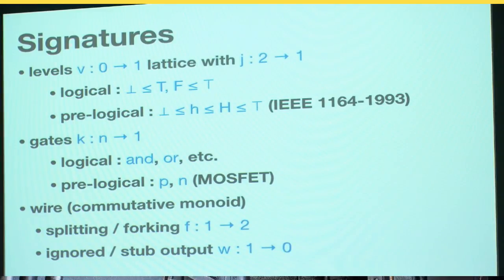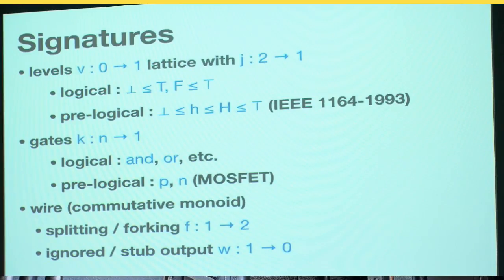So in our signature we have these levels that correspond to our inputs and our outputs, the values that we feed in and that we observe. We have our gates, and we have wires. And the wires have a commutative monoid structure where you can fork a wire. So the forking of the wire has one input and two outputs, and also you can ignore a wire. And this is the multiplication of the monoid, and that's the unit of the monoid.